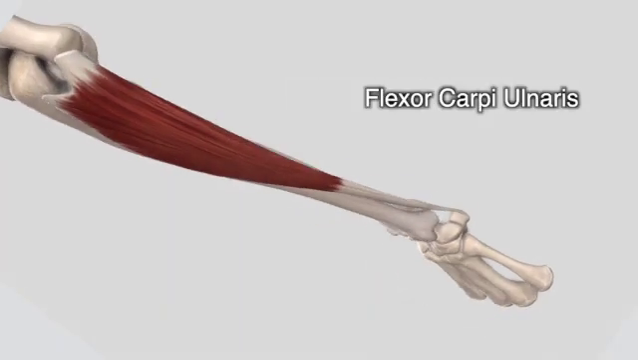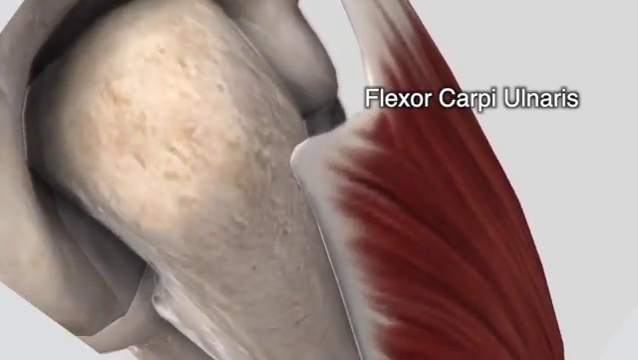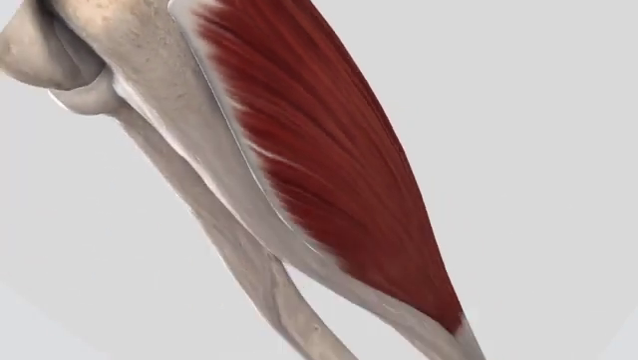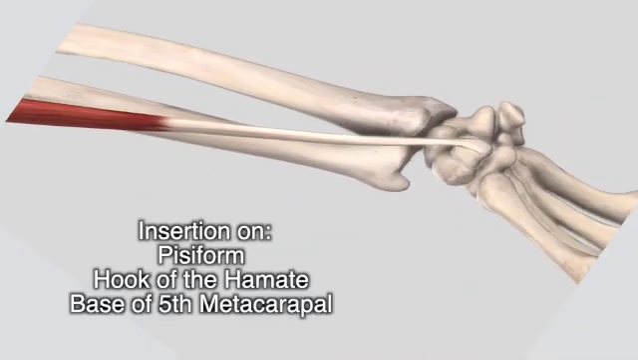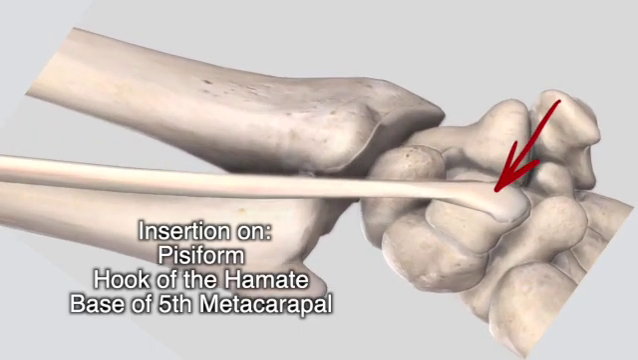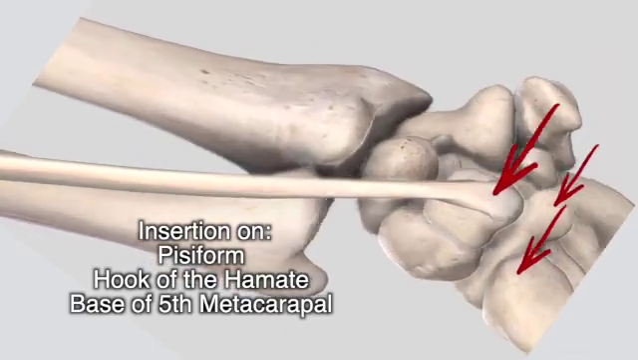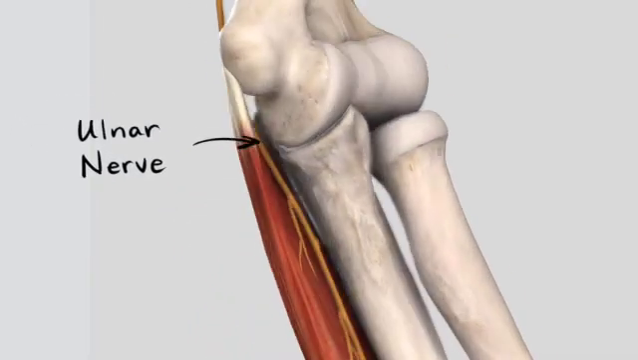Flexor carpi ulnaris. Two origins. One is at the medial epicondyle of the humerus via the common flexor tendon. The other point of origin is on the posterior medial aspects of both the olecranon and the proximal 2/3 of the body of the ulna. The FCU inserts on the pisiform, hook of the hamate, and the palmar aspect of the base of the fifth metacarpal bone. The FCU is innervated by the muscular branch of the ulnar nerve.